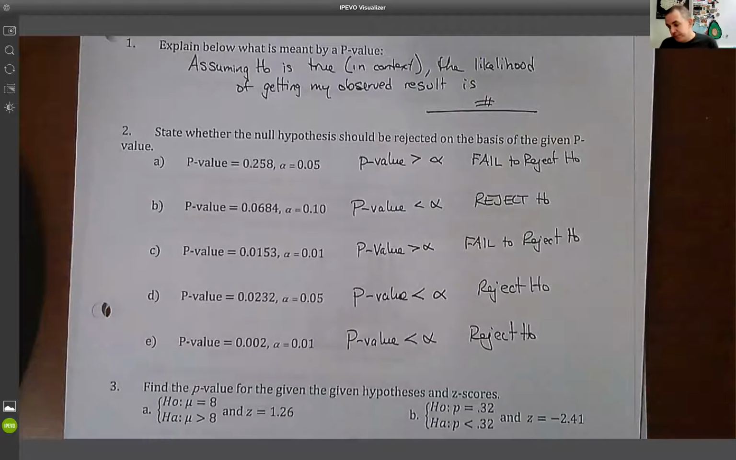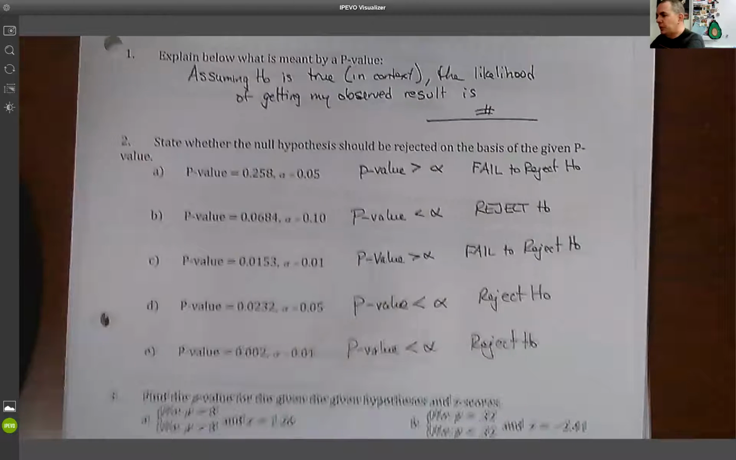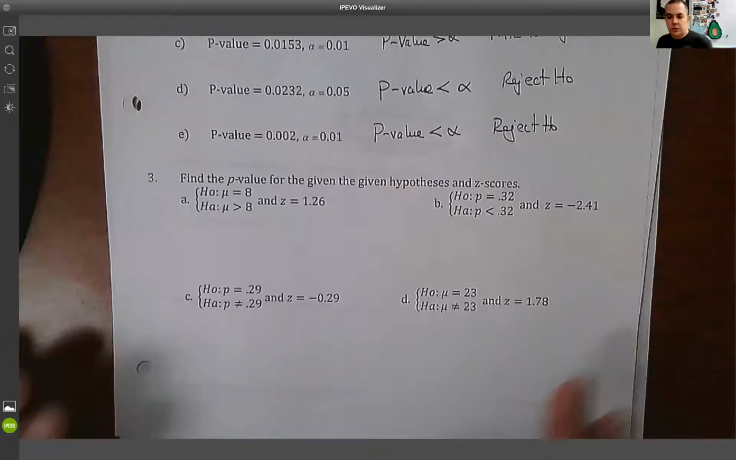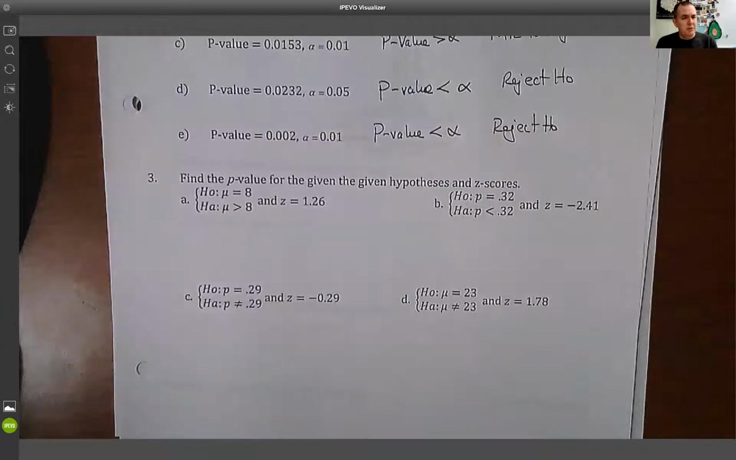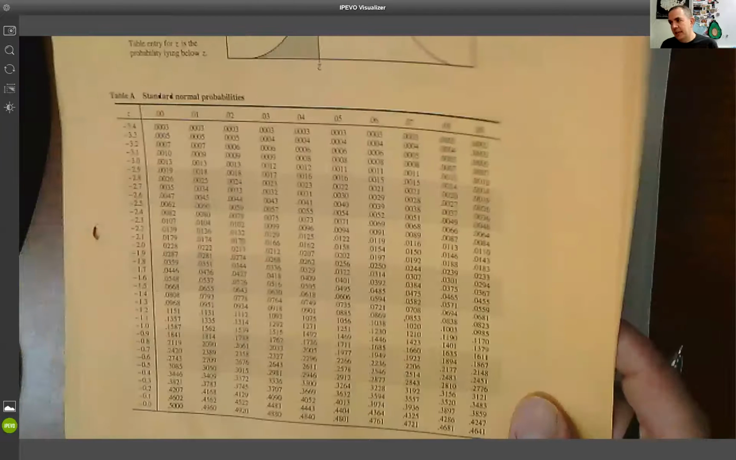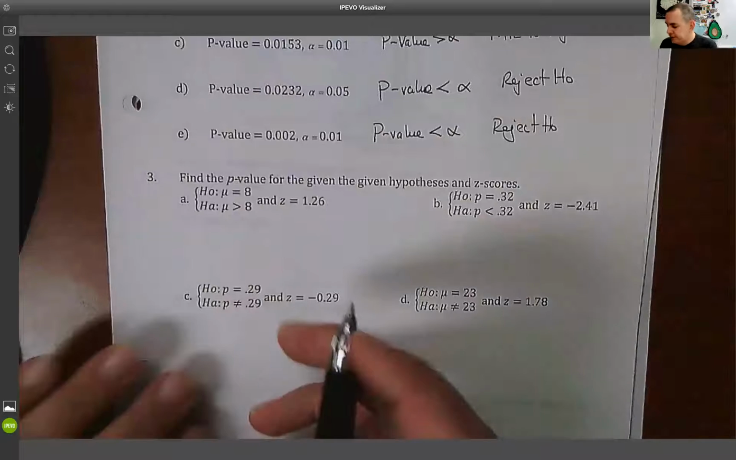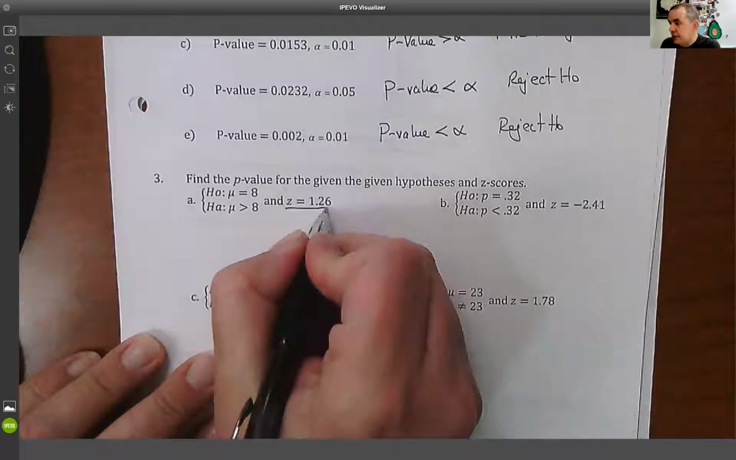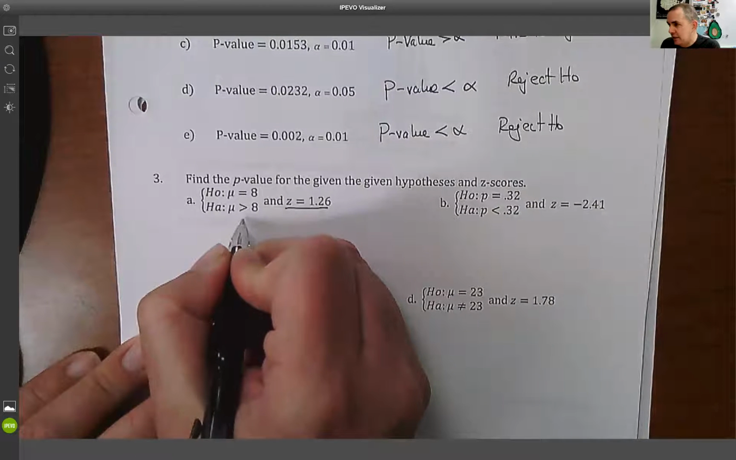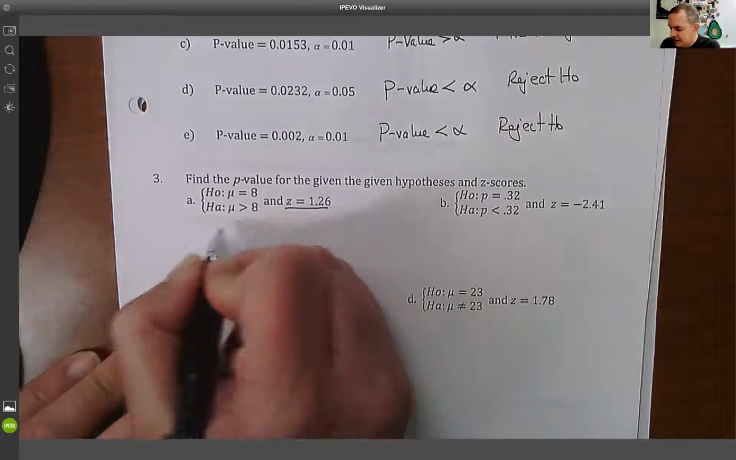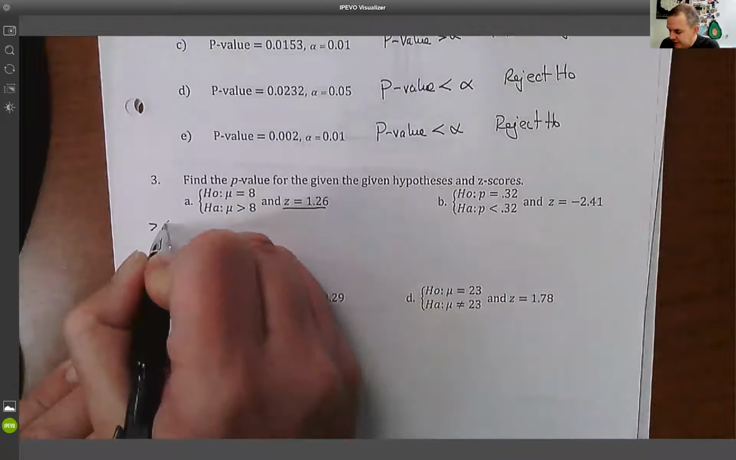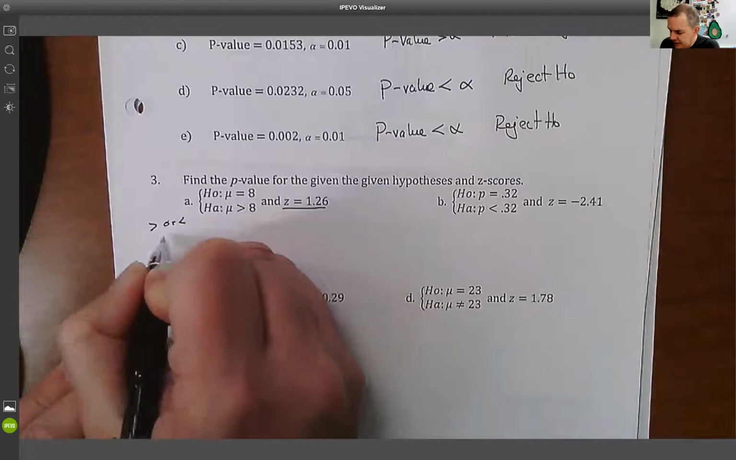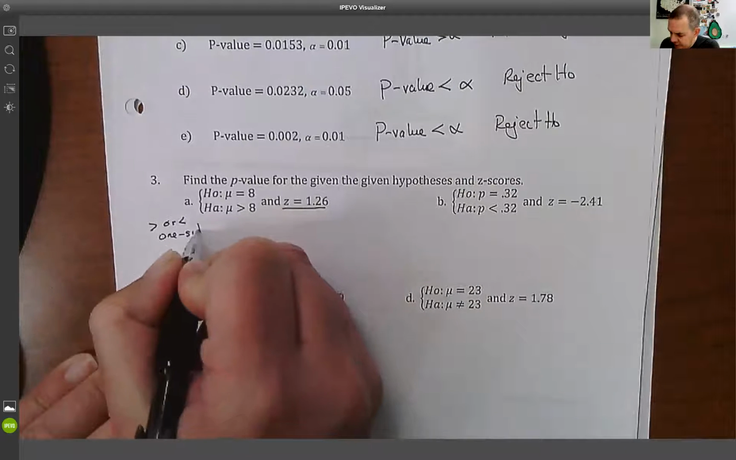Now, the next thing. This is one of those things where it occasionally comes up in a multiple choice question. It doesn't come up in free response very often at all. So what I'm going to do is walk you through how I'm going to read table A. I'm going to look at the z-score first, and then I'm going to look at the sign here. If I have a greater than or a less than sign, that means it's a one-sided test.